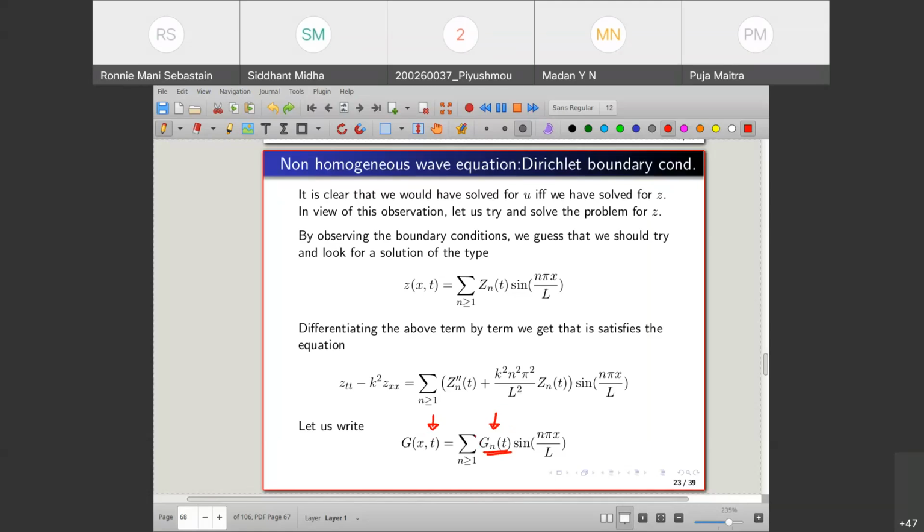This is something which we have seen earlier, and I had explained this also last time. So we want this equality, which means that g_n(t) should be equal to this thing.